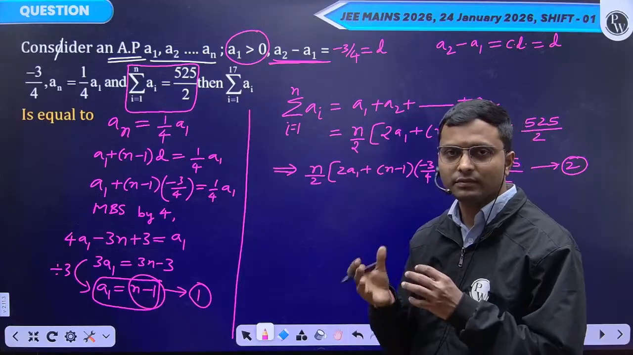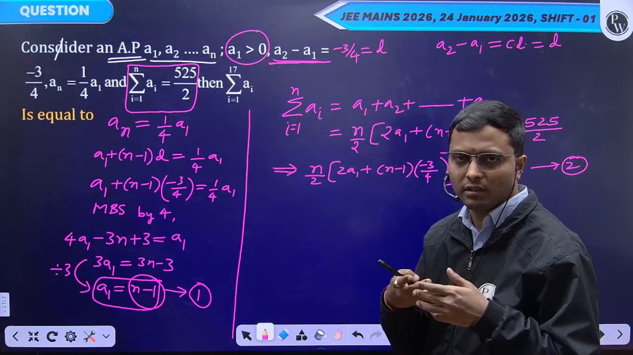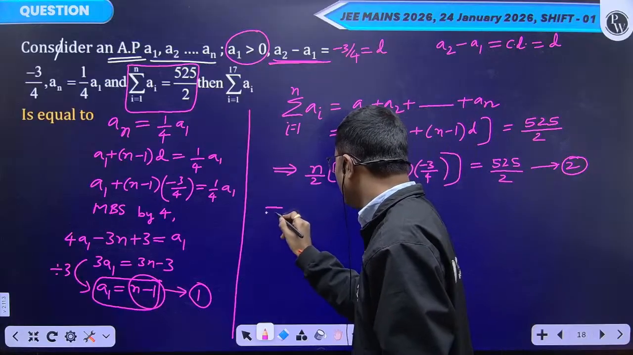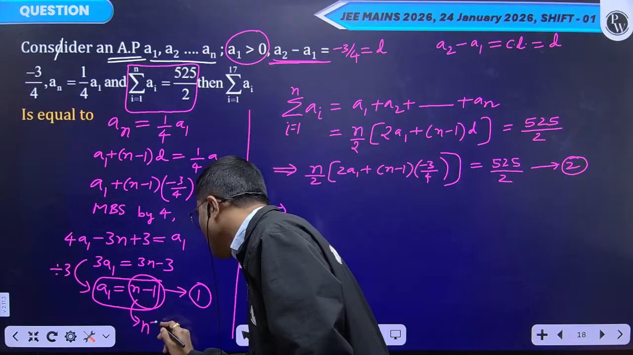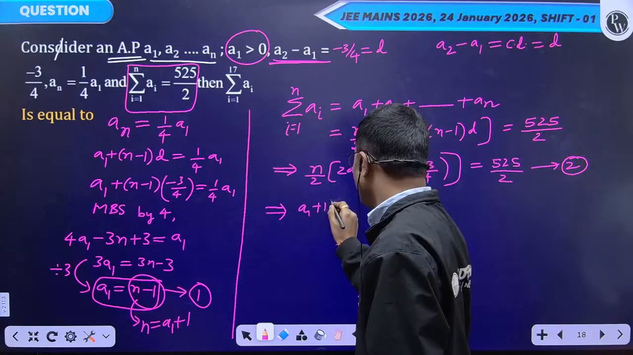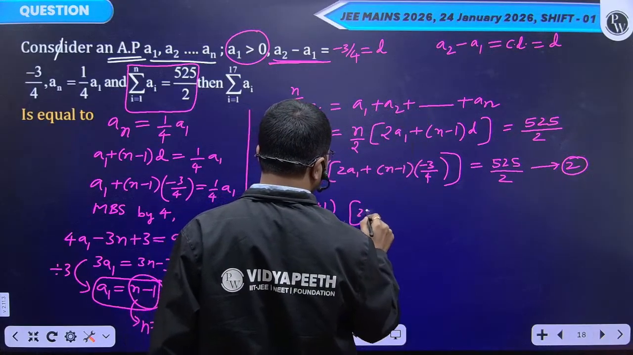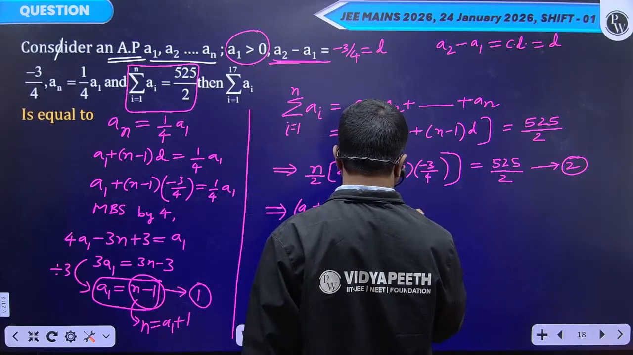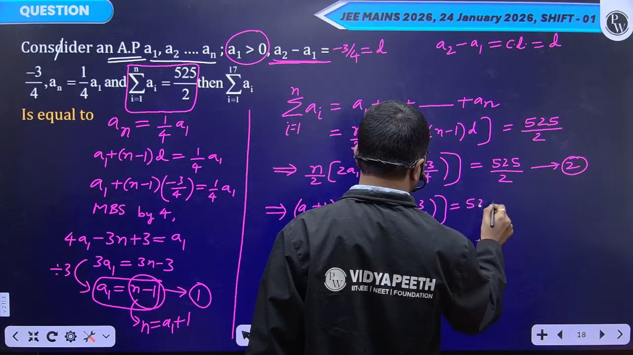So we will get a quadratic equation in one variable. Then we will solve that variable using the quadratic formula or factorization. Okay, so here we will substitute the n value. What is n from here? N is equal to a1 plus 1. So let us put it here: a1 plus 1 by 2 into 2a1 plus n minus 1, which is a1, into minus 3 by 4 is equal to 525 by 2.